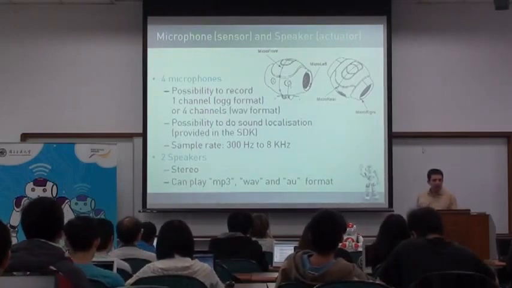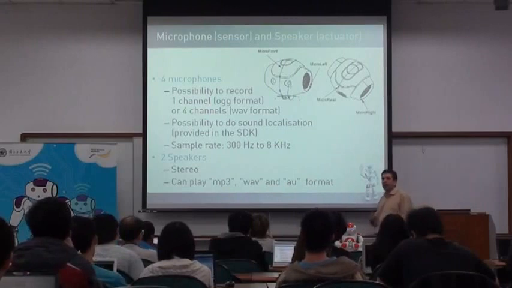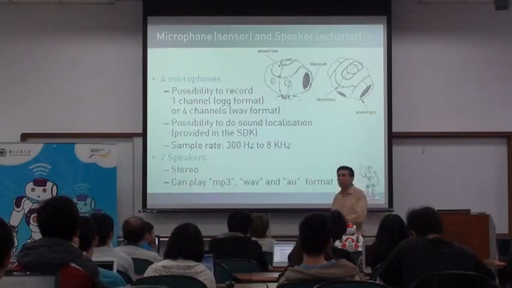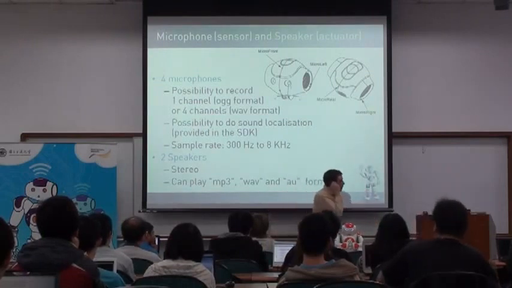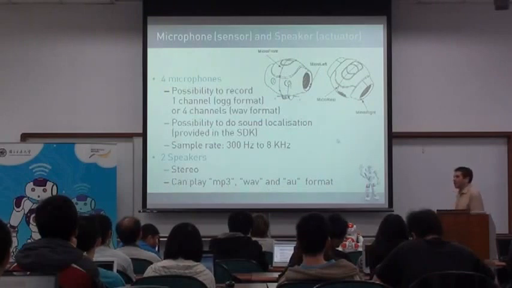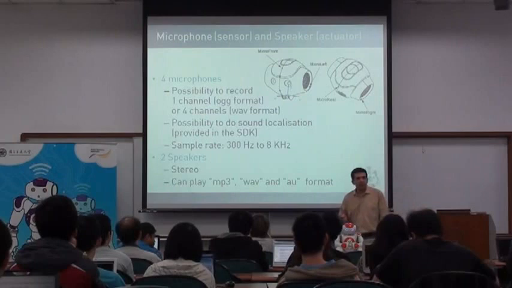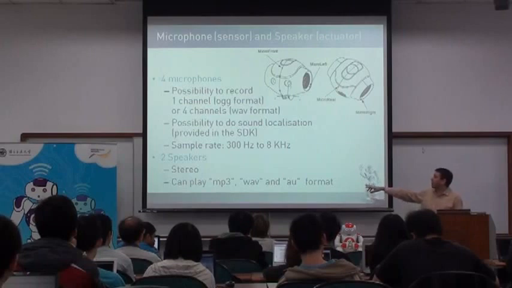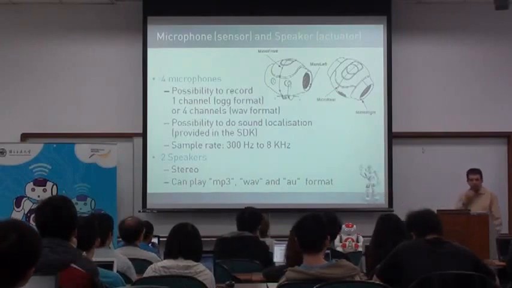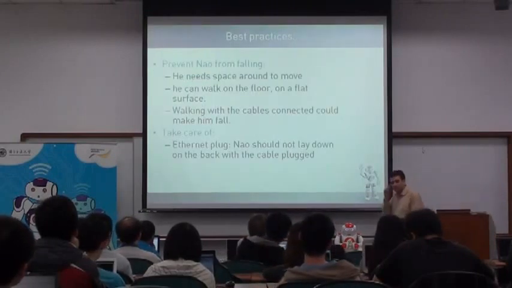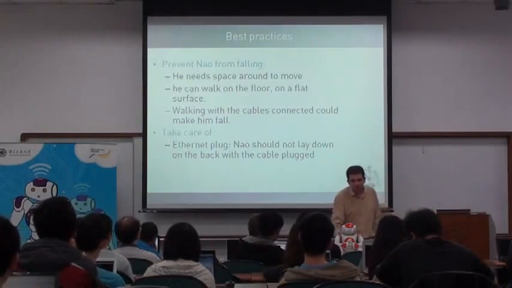And with the sound localization, you can now react to any noise. So for example, you can rotate your head in the direction of the noise, or you can even walk in that direction. And you can, of course, record one channel, the front channel, or four channels if you want. And on the speaker you can play MP3 or WAV files or a different format. That's it for the hardware. I have told you everything about the hardware of NAO.